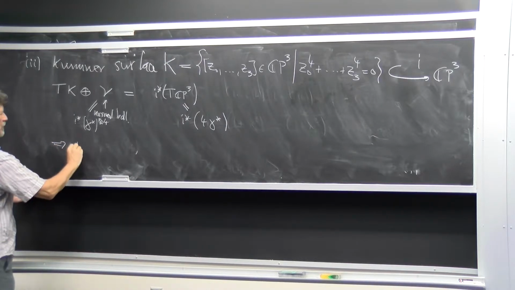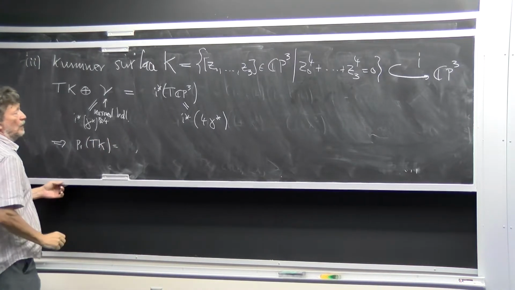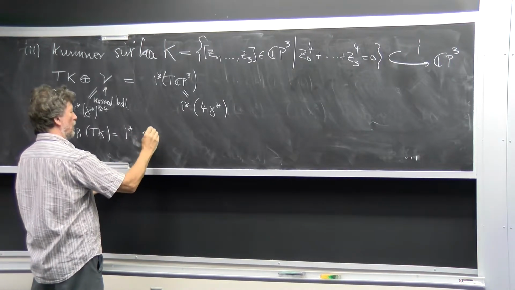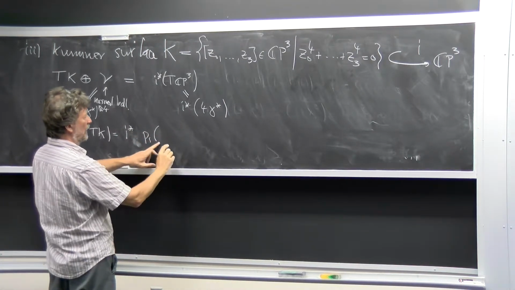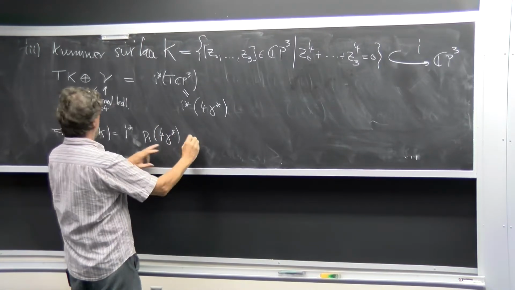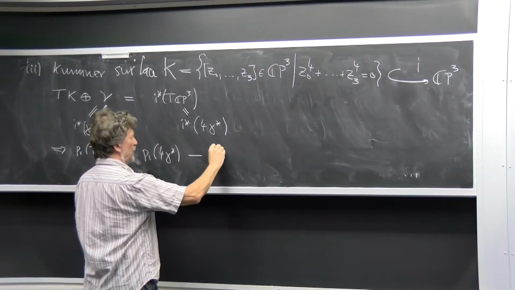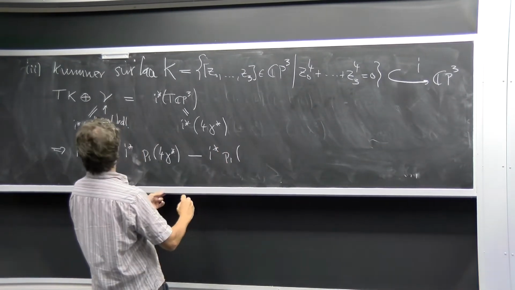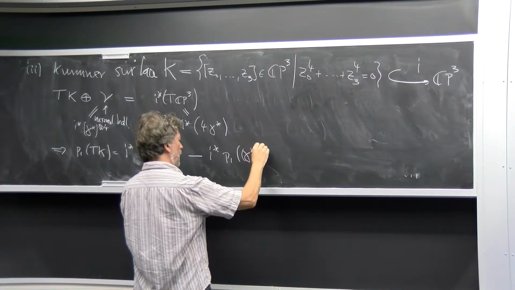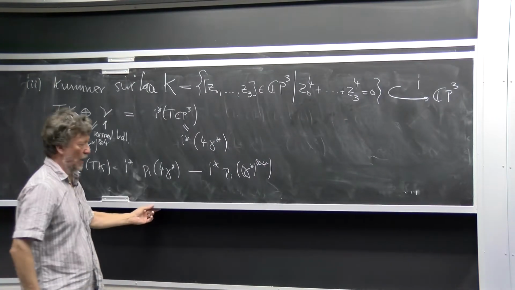So what does that say for the first Pontryagin class of the tangent bundle of K? Well, it's the first Pontryagin class of that thing here, which is the first Pontryagin class of 4 times gamma star. And then I need to bring this on the other side, so I get a minus sign here, minus the pullback of the first Pontryagin class of that thing here to the power 4. Okay, what is this stuff?